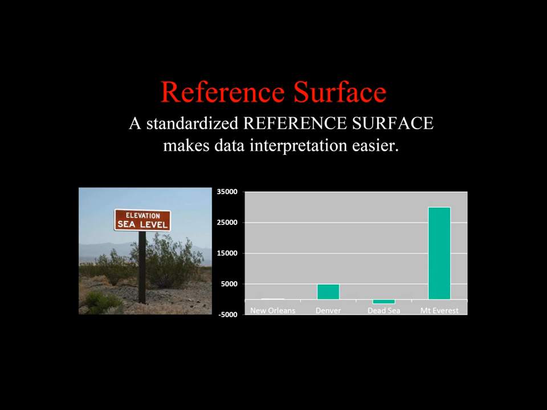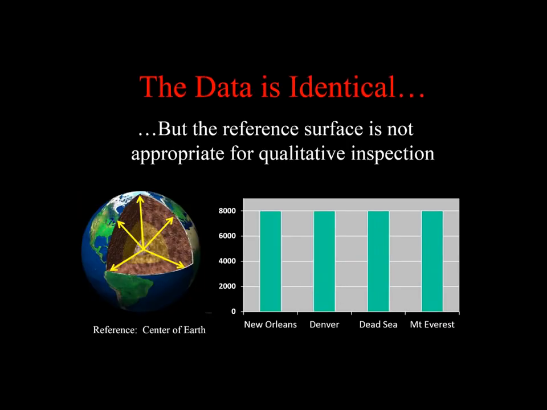If I was to show you these 4 locations on the globe, New Orleans, Denver, Dead Sea, and Mount Everest, again, New Orleans is basically sea level 0. Denver is a mile-high city, so it's 5,000 feet. The Dead Sea is below 0. Mount Everest is roughly 29,000. None of you, if I took off the names and asked which one's Mount Everest, which one's New Orleans, Denver, Dead Sea, would get it wrong, because sea level is an easy-to-understand reference surface. It's clinically useful.